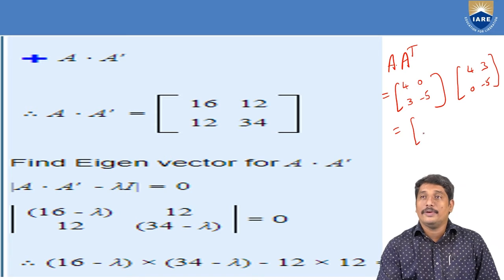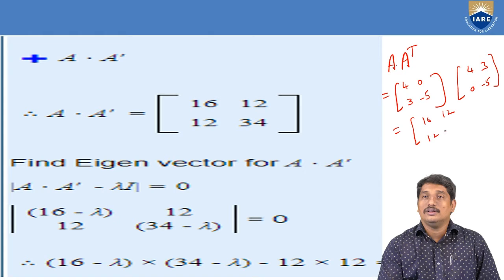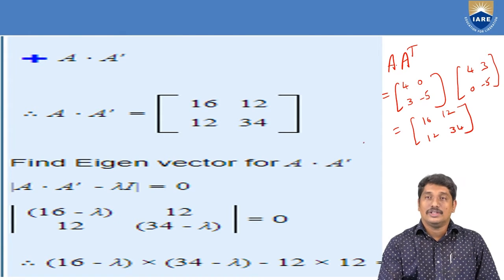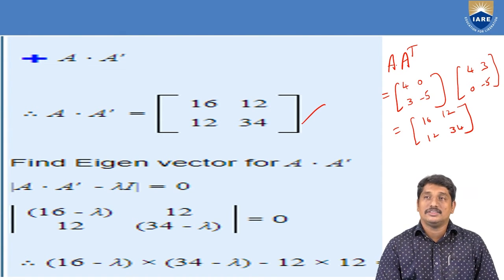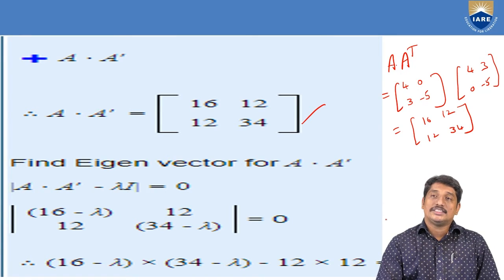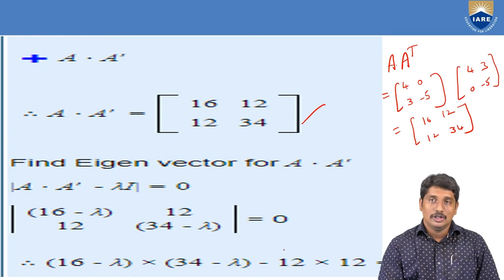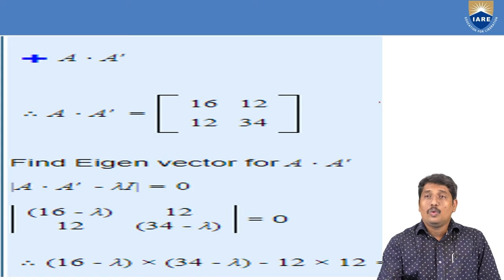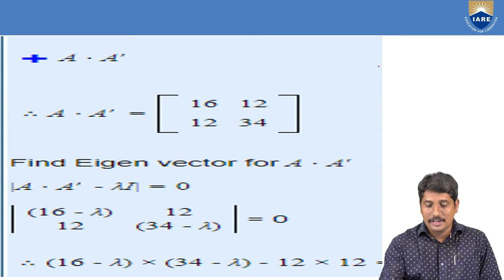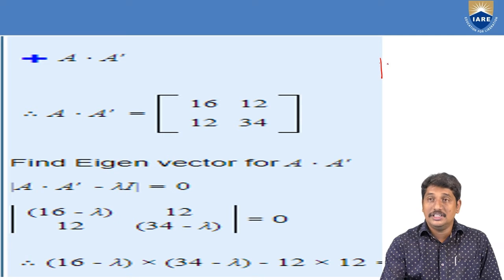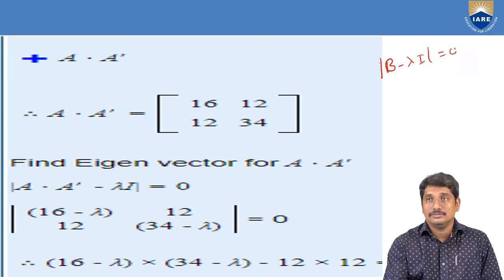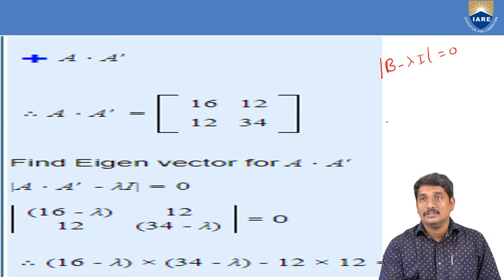Now let us multiply these matrices. Then we get 16, 12, 12, 34. Right? So that is the matrix we have written here. Now let us consider the characteristic equation of this matrix A into A transpose. Let us recap: the characteristic equation of a matrix B is det of B minus lambda I is equal to 0. This is called the characteristic equation.